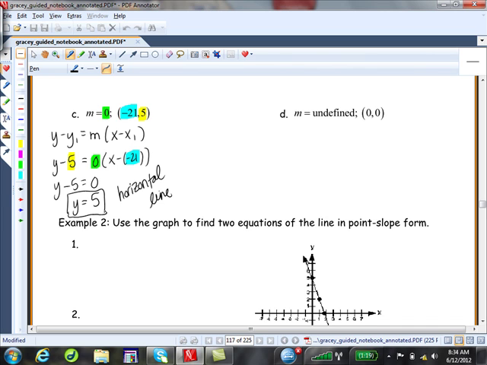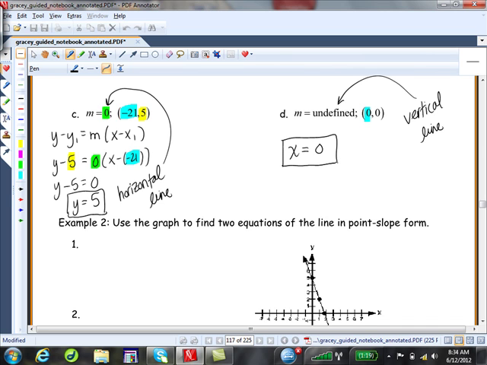Okay, let's see what happens here. I bet you guys got it now. Undefined slope. Remember, that means there's no run. So x is always the same number. So what is x? Good, x has to be 0, right? So this is a vertical line. We know that because of the undefined slope, and we knew the other was a horizontal line because of the 0 slope. On a vertical line, x is always the same number, and since it goes through the point 0, 0, x must be 0.